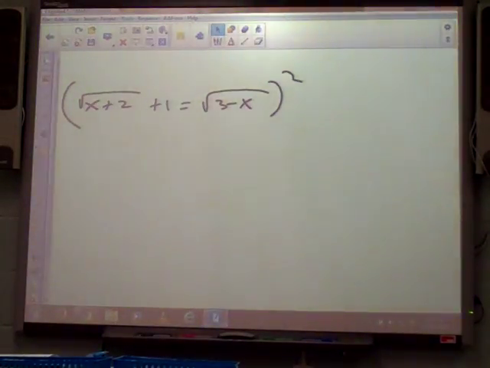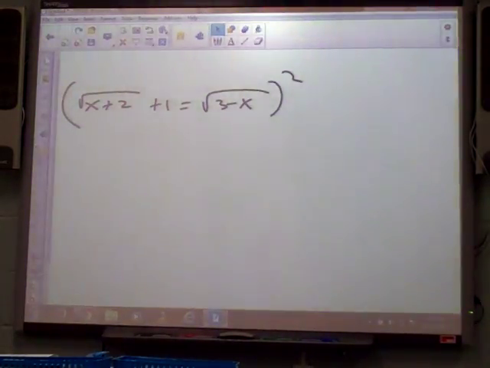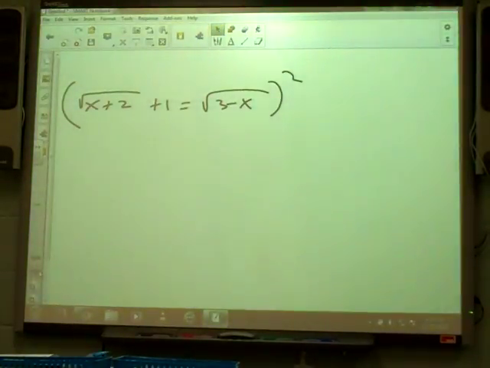If I take that on the left side and square it, that means I have to write it twice and FOIL it because it's a binomial. So you've got here square root of x plus 2 plus 1 that you have to write twice and FOIL.